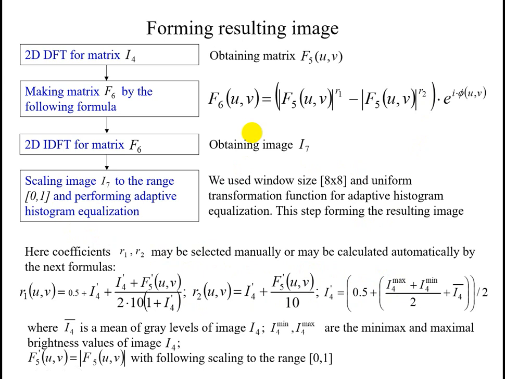Coefficient L1 may be used for controlling the level of details. Moreover, it may be used with manual selection and with automatic calculation too, because in this formula this coefficient also may control the total level of details in the resulting image.